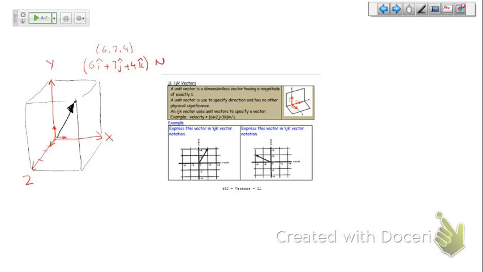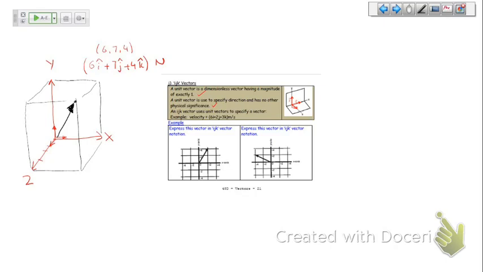So we can say a unit vector is a dimensionless vector having a magnitude of exactly 1. Dimensionless, that's interesting. Something with dimensions is not a unit vector. A unit vector is used to specify the direction and has no other physical significance. It's not the size of something, unless coincidentally the size of the thing is 1.